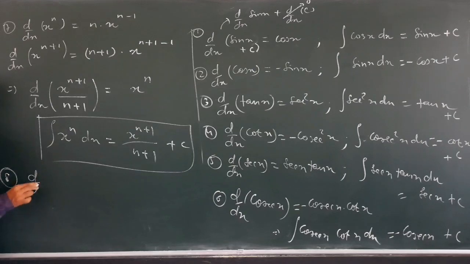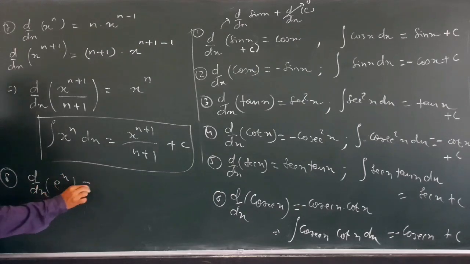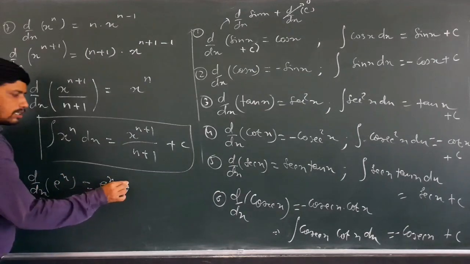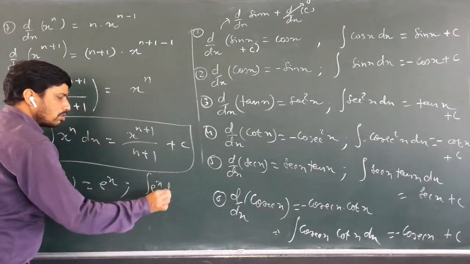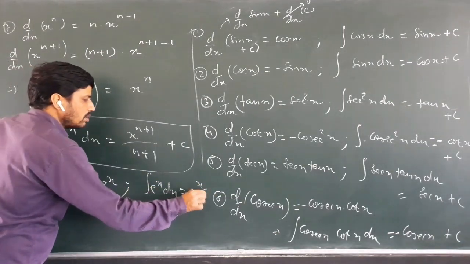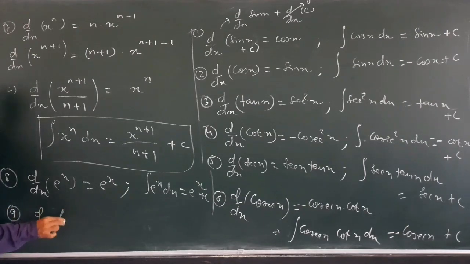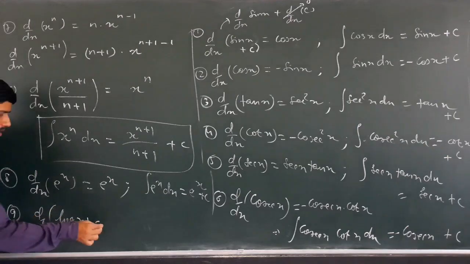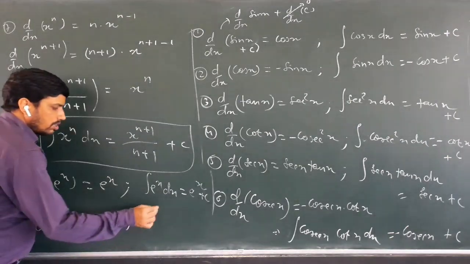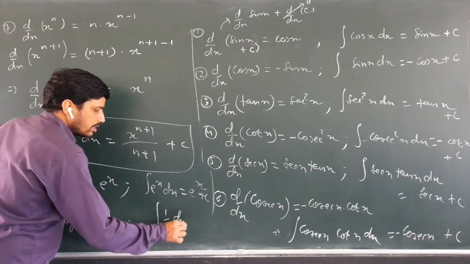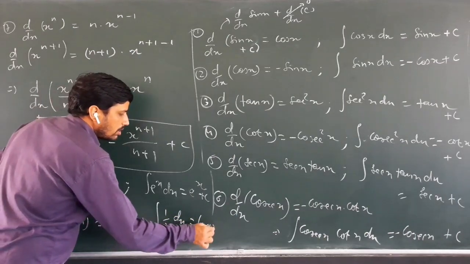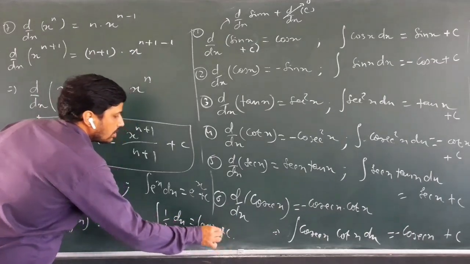Now we know derivative of e to the power x is e to the power x. This implies integration of e to the power x dx is also e to the power x plus c, you can put. So you must remember these relations. One more I'll put here. Derivative of log x is 1 by x. So this implies integration of 1 by x dx is equal to log x.